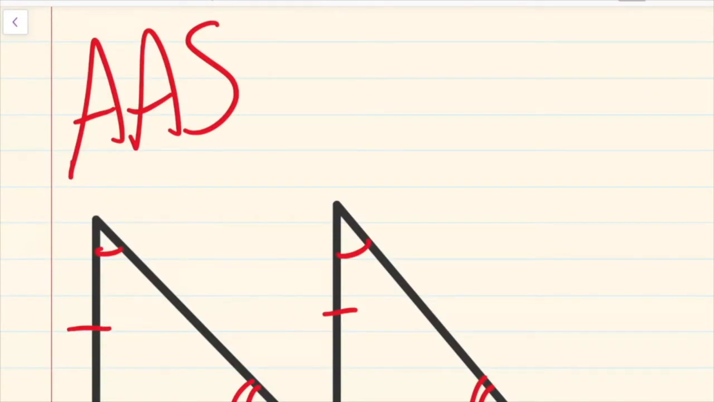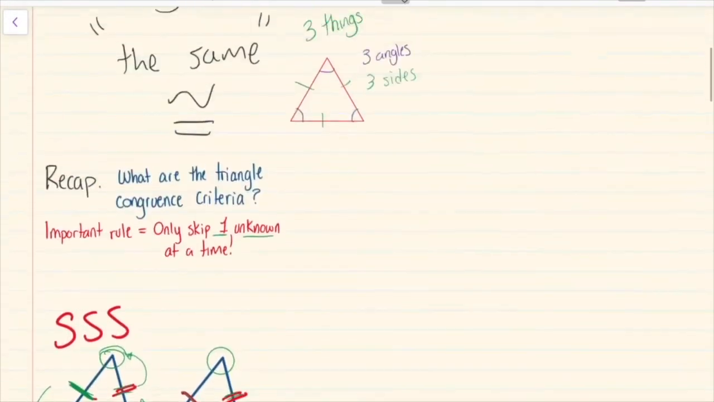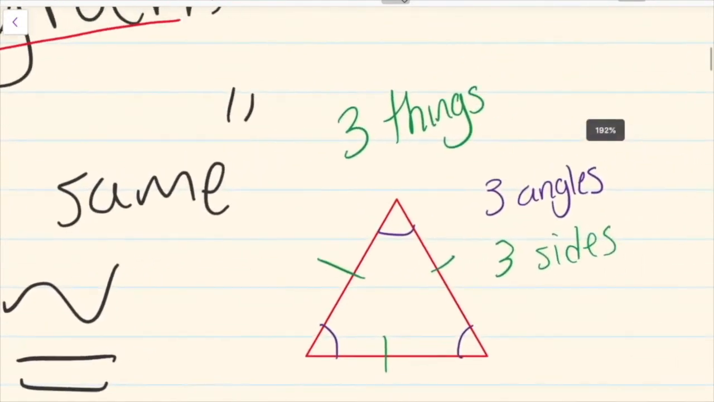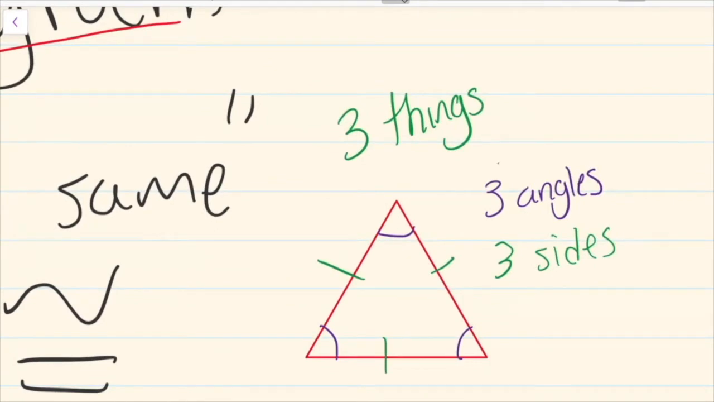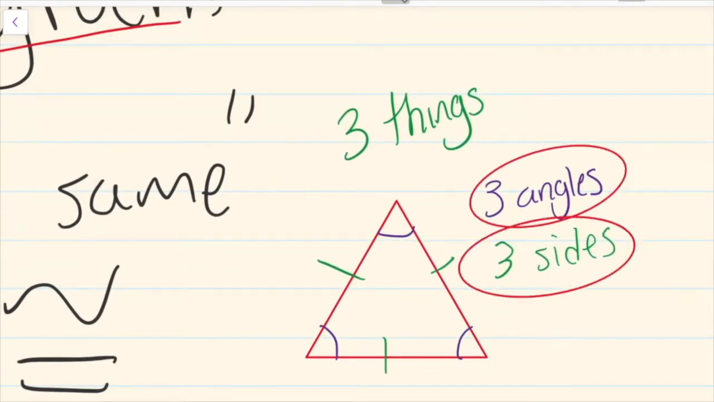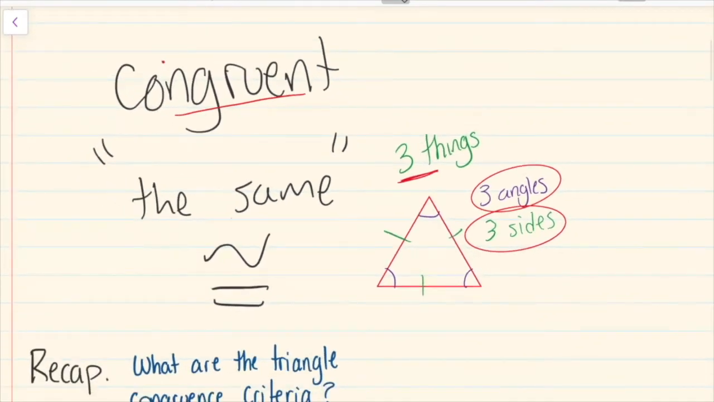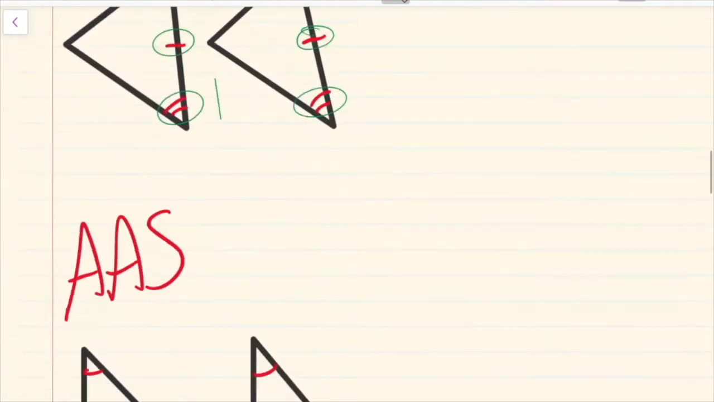Congruent triangles. And again, if you don't remember, the big rule is that we can only skip one thing we don't know. A triangle consists of three angles and three sides, and we only need three to confirm their congruence. Congruent means the same.